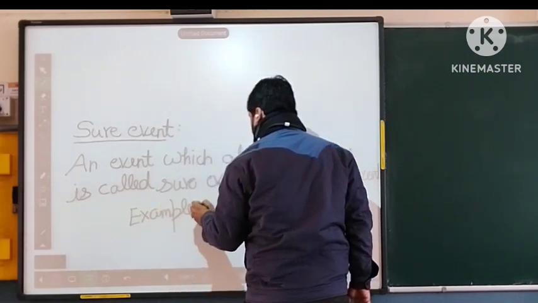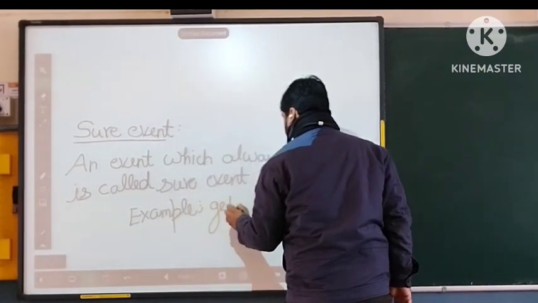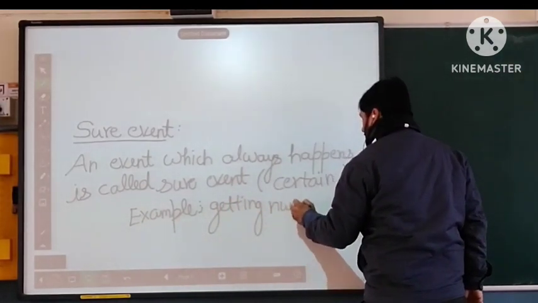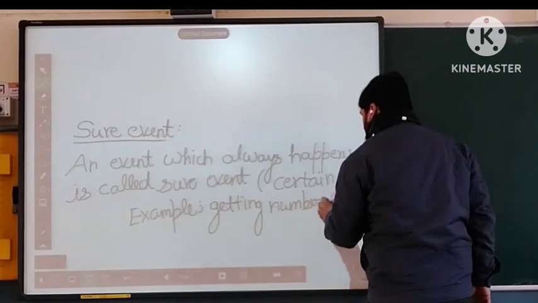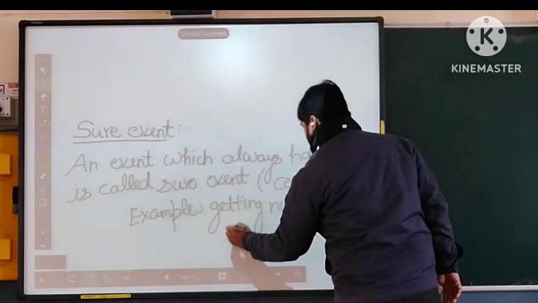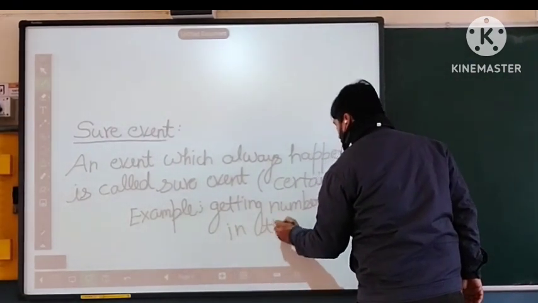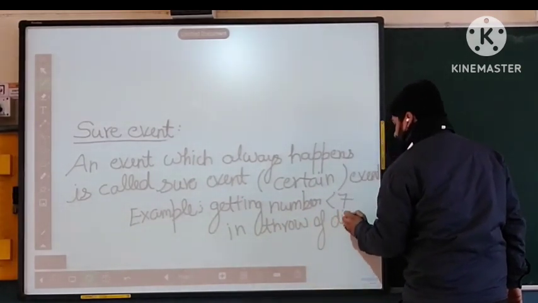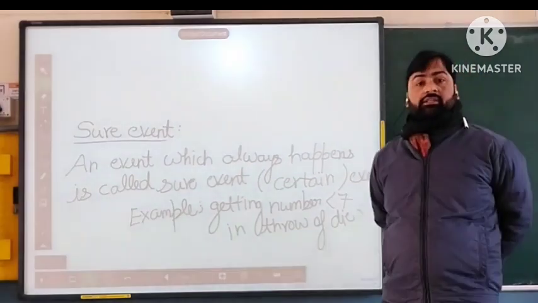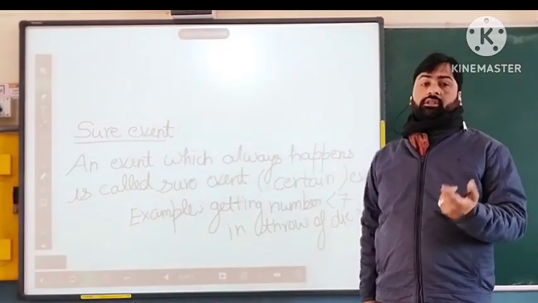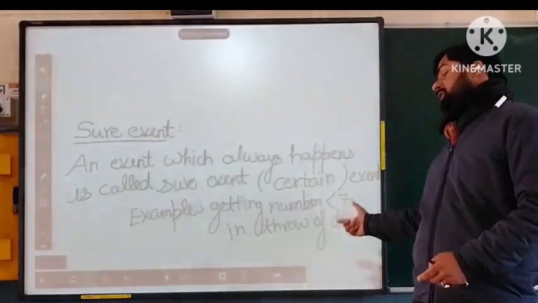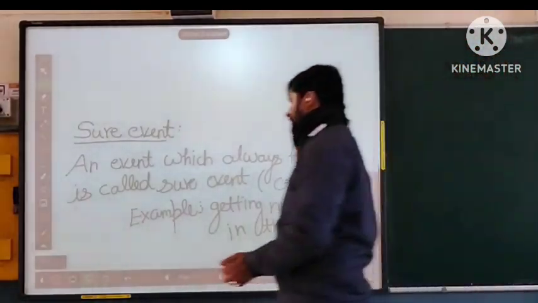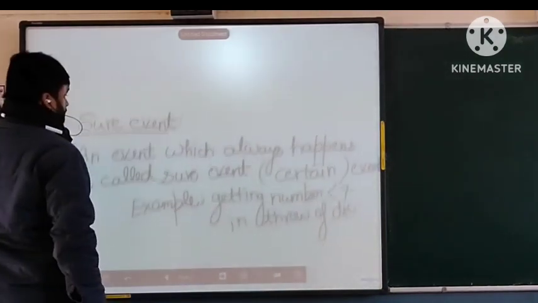So the example is getting a number less than 7. When you roll a die, you get only one number, and that number will always be less than 7. This is a sure event. Now, for a sure event the probability is 1.